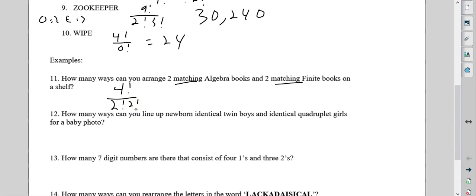Okay, I think I've already shown you how to do it. You've got the keystrokes. I'm not going to waste your time showing you on the calculator again. Remember, the important thing is put that in parentheses. Okay? How many ways can you line up newborn identical twin boys and identical quadruplet girls for a baby photo? So that means there's six kids. There's two of the twins and four of the quadruplets. So again, you just type this in, 6 factorial divided by 2 factorial times 4 factorial in parentheses, and you would get 15.